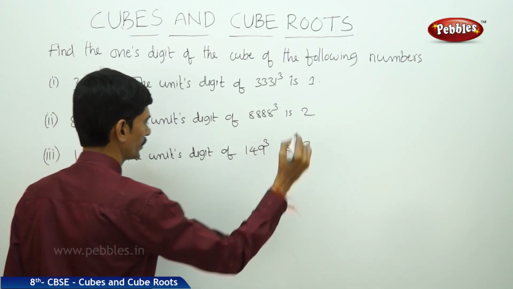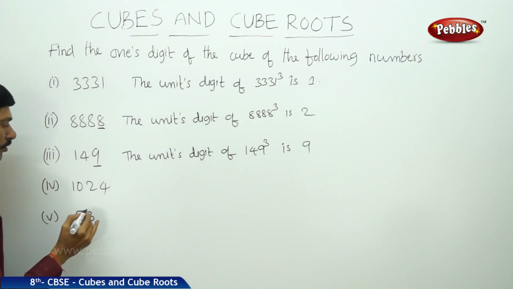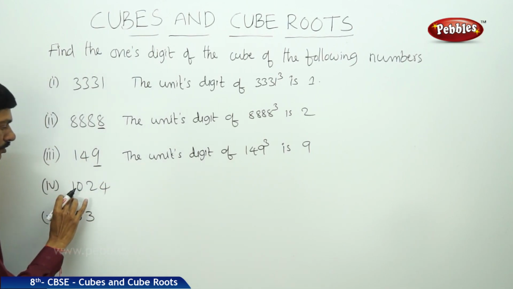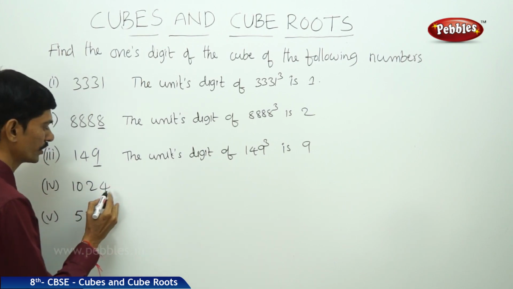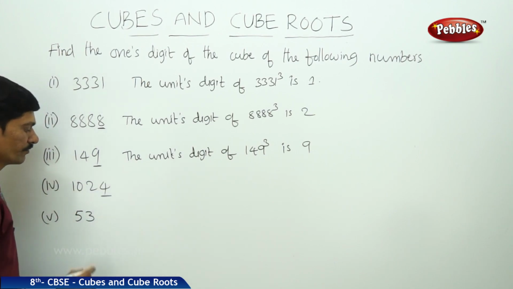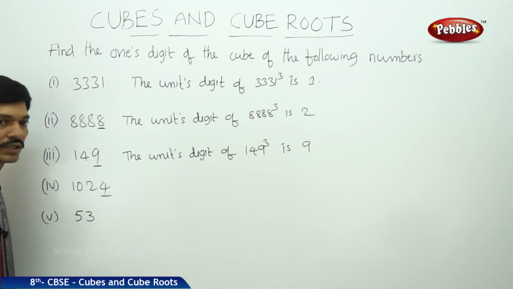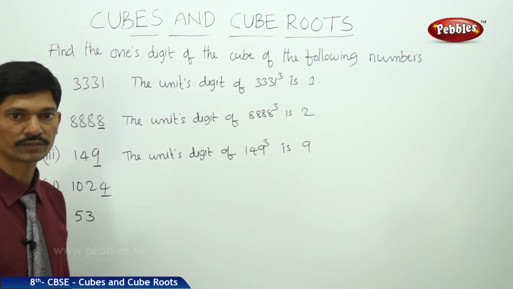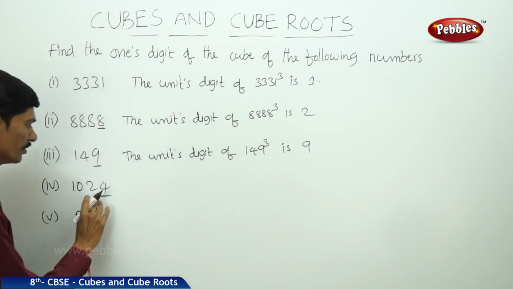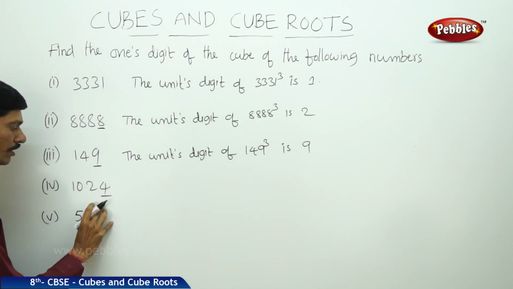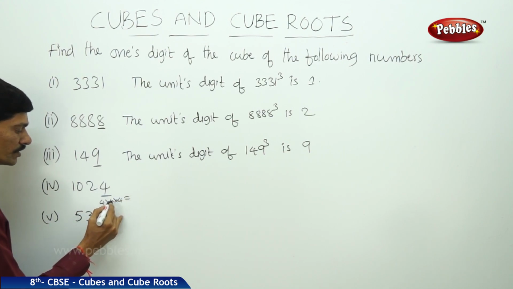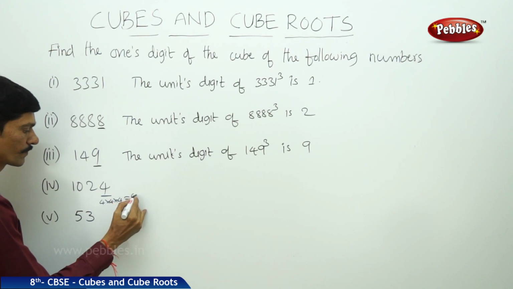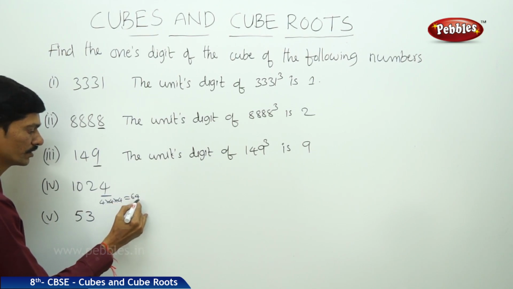is 9. Next, what is the units digit of 1024 cube? What is the units digit of the given number? It is 4. If a given number ends with 4, then its cube also ends with 4, because we will find the value of 4 cube. 4 into 4 into 4. 4 fours are 16, 16 fours are 64. So again its units place is 4.